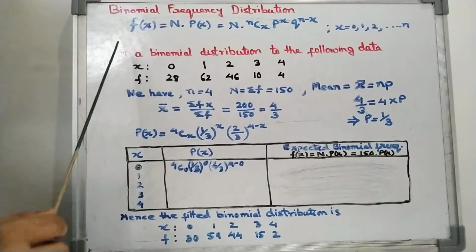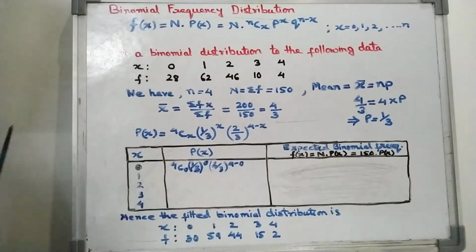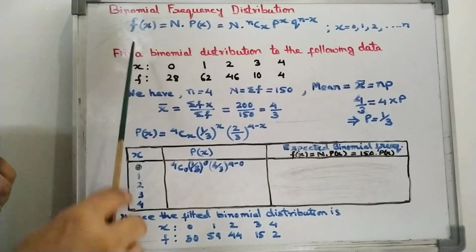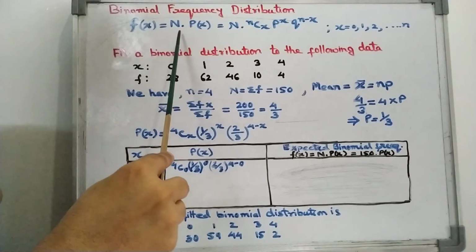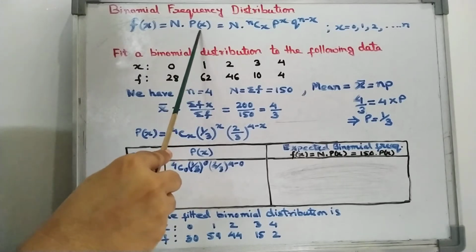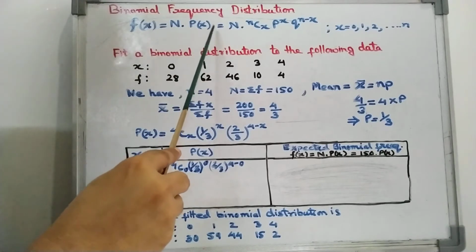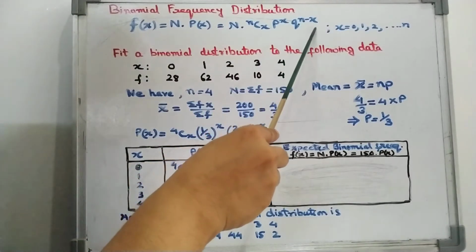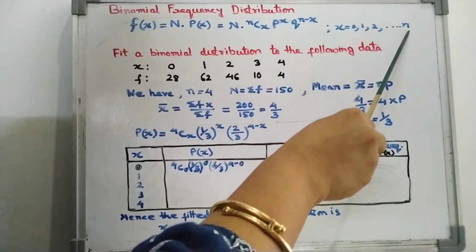Before that, let me explain what a binomial frequency distribution is. If the experiment consisting of n trials satisfying the conditions of the binomial distribution is repeated N times, the frequency of the binomial distribution at x is given this way: f(x) is equal to N into p(x). Since we are doing the binomial distribution, we use its probability mass function, so it will be N into nCx p raised to the power x q raised to the power n minus x, where x goes from 0 to n.